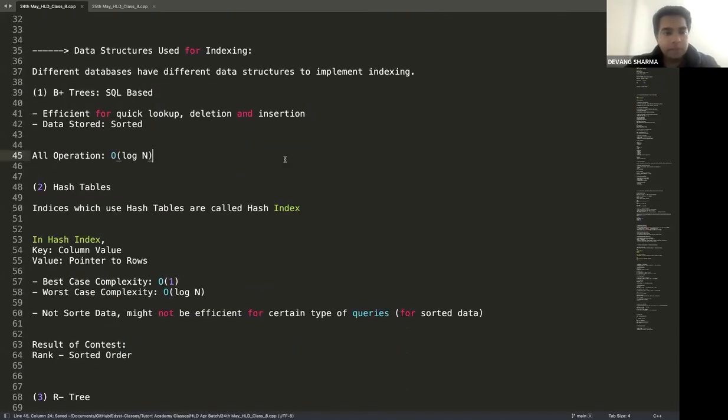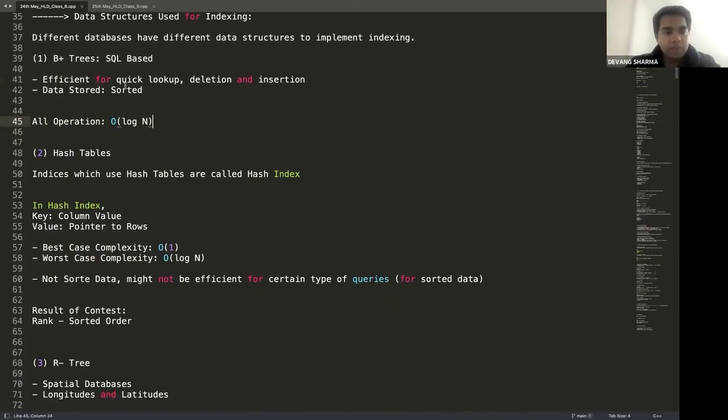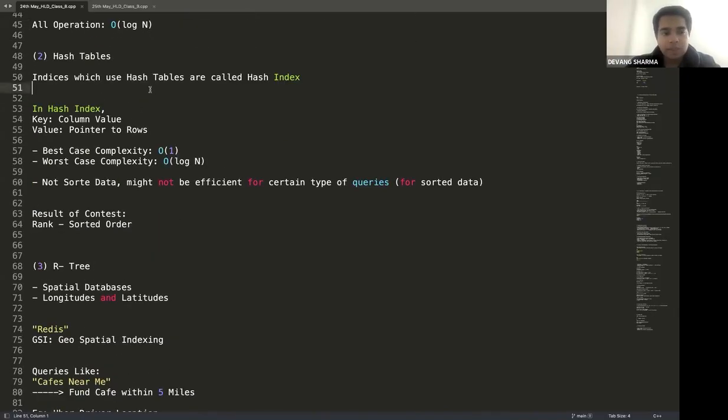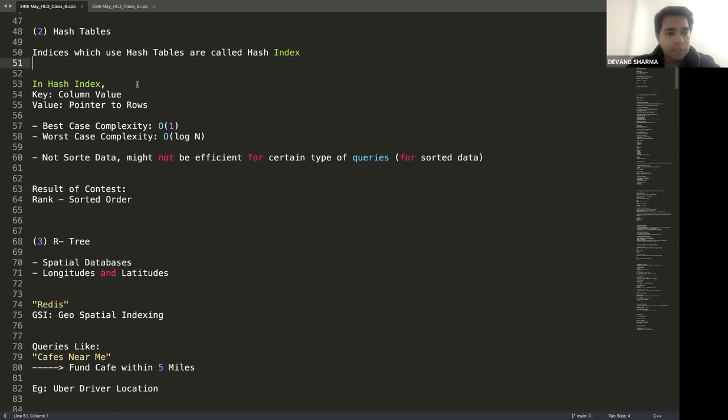The last part we were discussing was indexing. There was only one part pending, which was the data structure used for indexing. Depending on the type of database, they use different levels of indexing based on different data structures. Most SQL-based databases use B+ trees for efficient lookup, deletion and insertion. Data stored is sorted, and operations are O(log n). Some databases use hash table indexes, for example NoSQL databases like DocumentDB, MongoDB and S3.